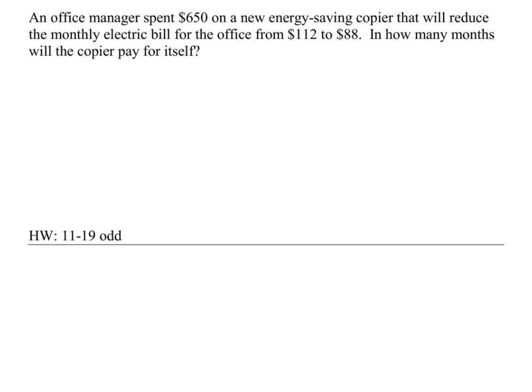So a lot of us are struggling with this problem. Let's take a look at what it says. Office manager spent $650 on a new energy-saving copier that will reduce the monthly electric bill for the office from $112 to $88. In how many months will the copier pay for itself? This is actually a pretty realistic problem. People do this sort of thing all the time.